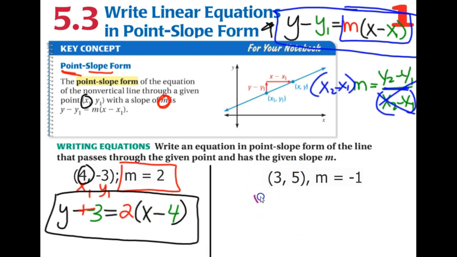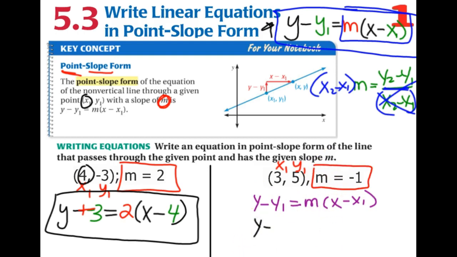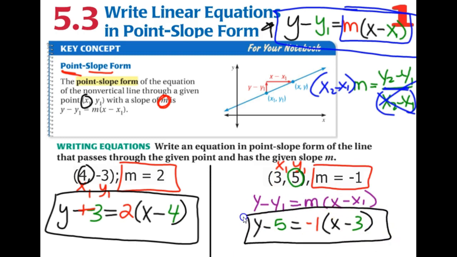Let's do the same thing on this one. We're going to plug it into our equation. Here is my point x, y, and that's my one point that I have in, so it's going in for the ones that have the little ones. And then my slope is negative 1. So plugging this in, we have y minus y1, which is 5, equal to our slope, and our slope right here is negative 1. And then in parentheses, x minus x1, which is 3. So there's our equation.